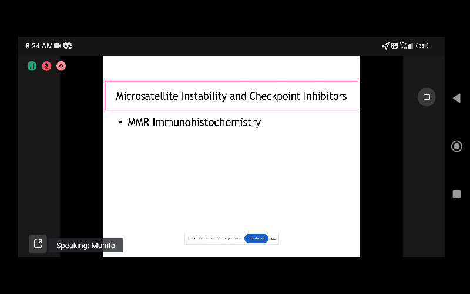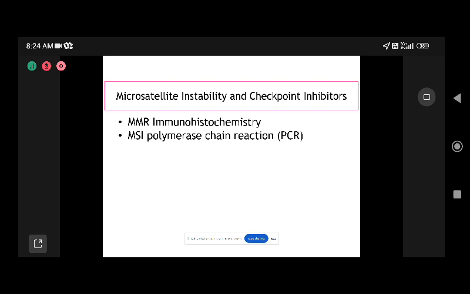We can do microsatellite instability or mismatch repair testing by using immunohistochemistry. We can also do polymerase chain reaction in a molecular lab. So mismatch repair immunohistochemistry or PCR will tell you, as a screening test, whether these tumors are MSI high or not. When I refer to MSI or microsatellite instability, it is almost equivalent to mismatch repair deficiency.